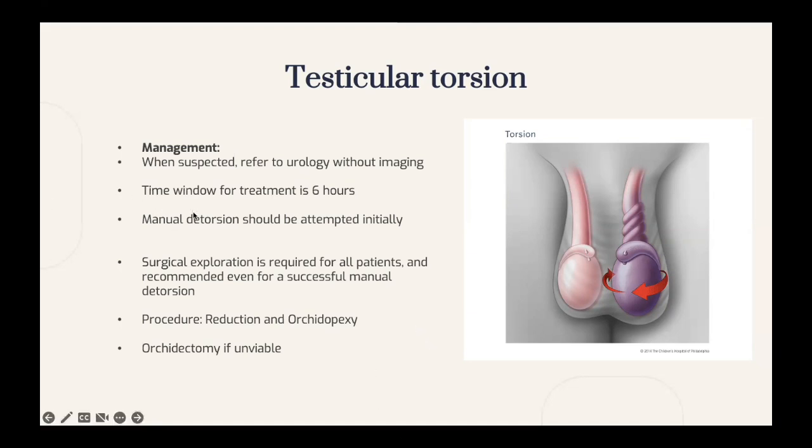Even if you do a manual detorsion and the patient is now okay and doing fine, surgical exploration is indicated and recommended. So what are the procedures that we do in surgery? Reduction and orchidopexy. We reduce the testicular torsion, and then we put the testes back into its place. If this time window is gone, so the patient presents, or he lives very far away from a hospital and it's been around 9 hours, the patient will sadly have a non-viable testes. So what do we do next? We do orchidectomy. We take out the testes entirely.